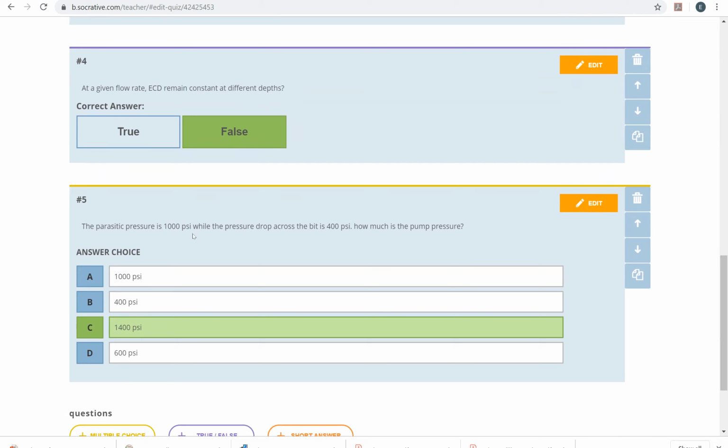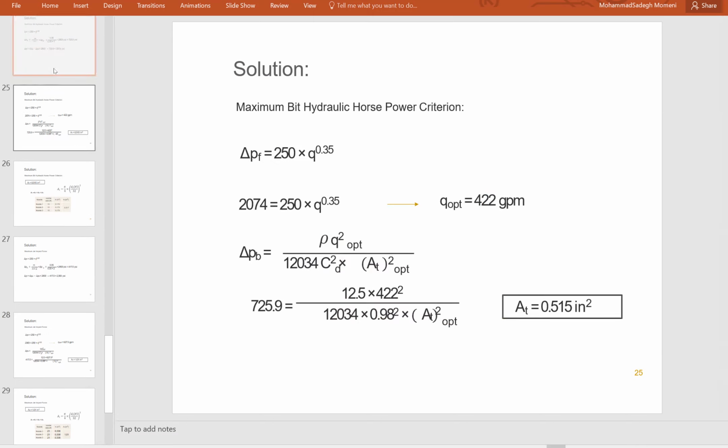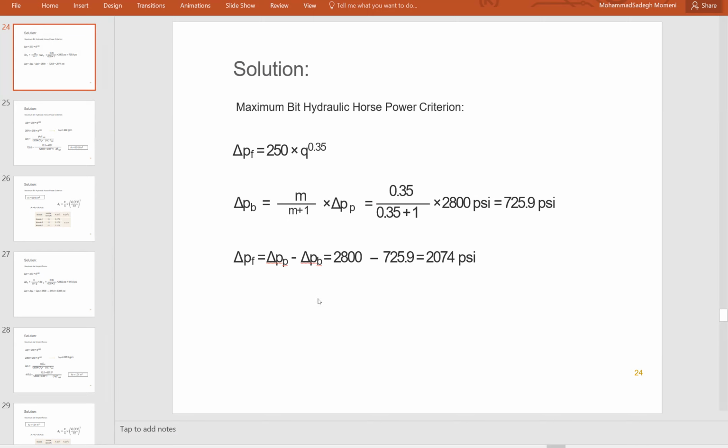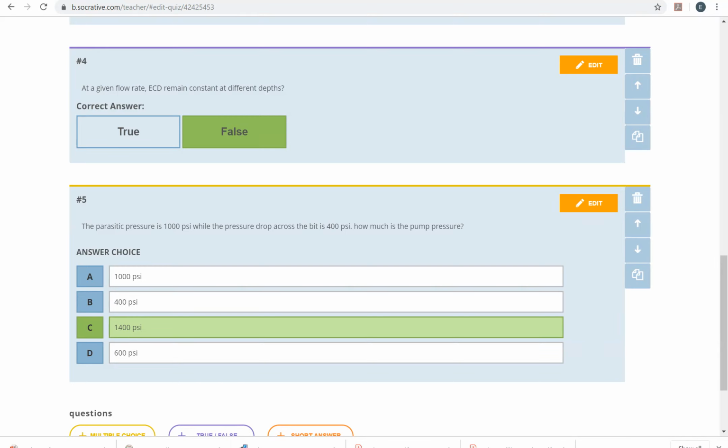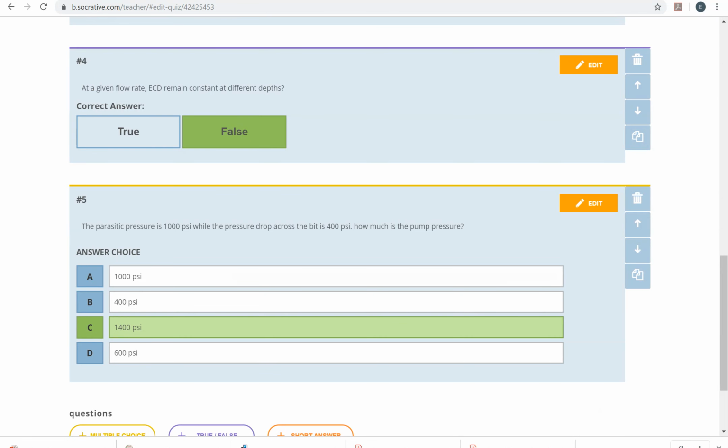The parasitic pressure is 1000 psi, while the pressure across the bit is 400 psi. How much is the pump pressure? So if we look back to the equations that we had, it's here. So what we need to find: parasitic pressure 1000, pressure across the bit is 400. How much is the pump pressure? So if we just add them together, it would be 1400.